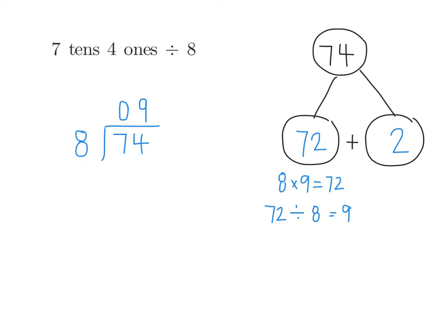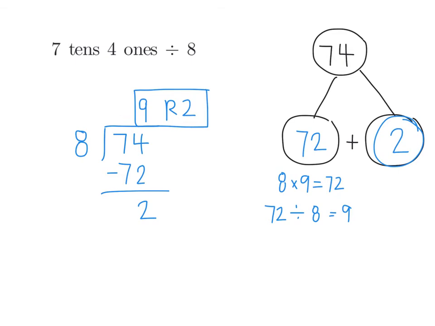So 74 divided by 8, the closest thing I can get is 9. To find out how many ones I've used up, I can multiply 9 by 8 to get 72. I can subtract to find out how many are left over. And remember, this is the part that's left over. So my quotient is 9, and the remainder is 2. That 0 in the tens place doesn't really have any value, does it? So we can erase it.